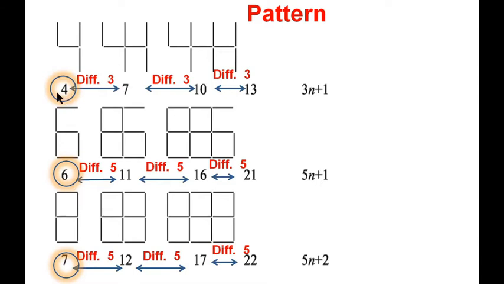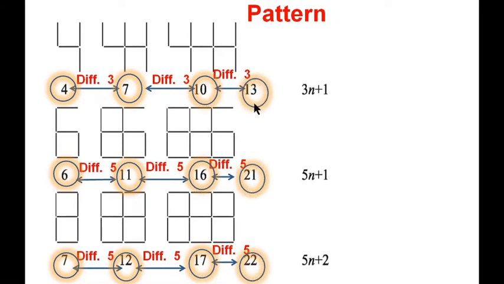So the first terms are 4, 6 and 7. The second terms are 7, 11 and 12. The third terms are 10, 16 and 17. And the fourth terms are 13, 21 and 22. We have got the first, second, third and fourth terms.